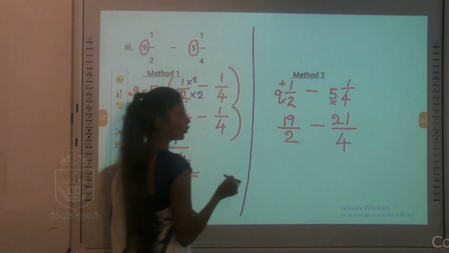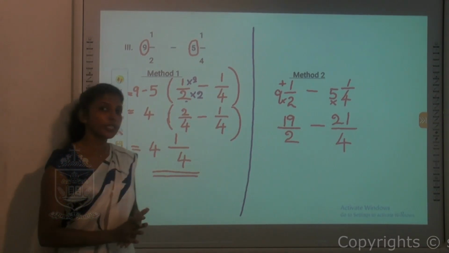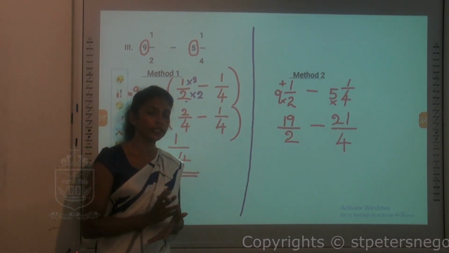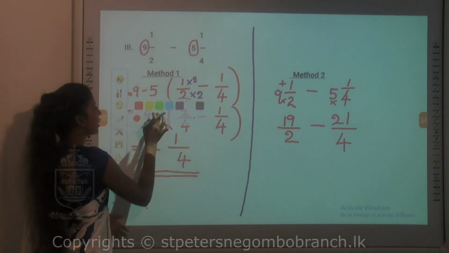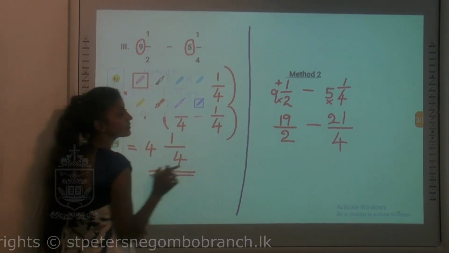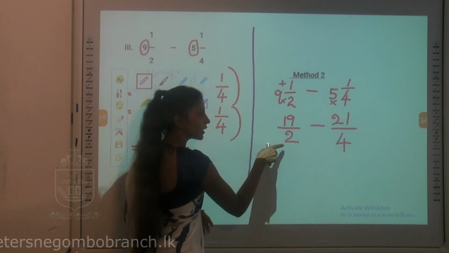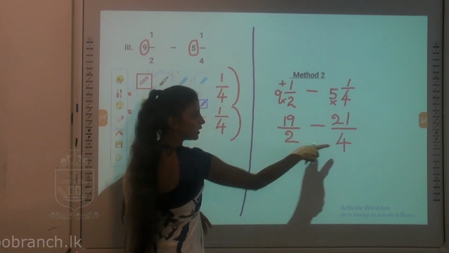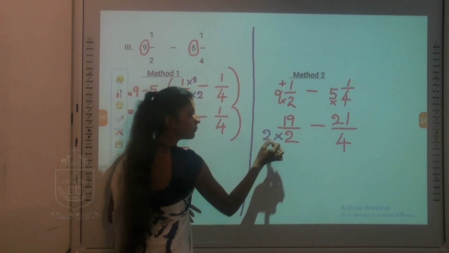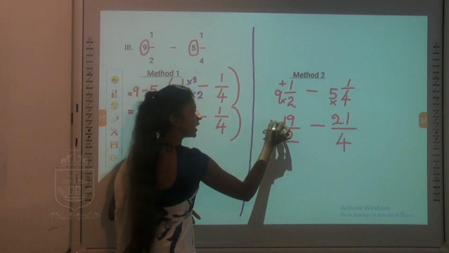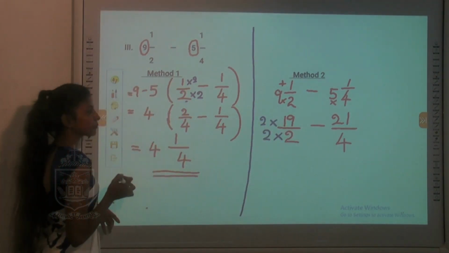21 over 4. Now you all can see the denominator is not common. How can we make the denominator common? You have to make an equivalent fraction. So I am going to select the number that makes it easy for us to make this fraction's denominator into 4. In order to make it 4, I have to multiply by 2. So let's multiply it by 2 and see what will happen.